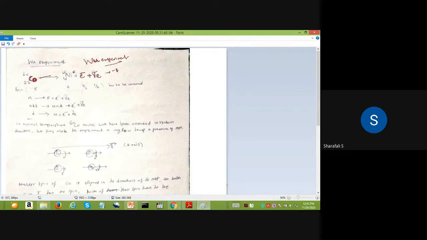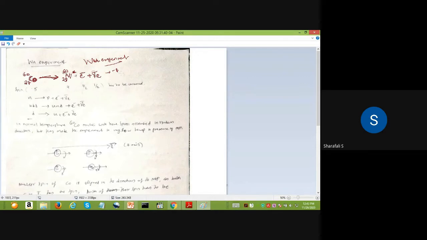So this cobalt is decaying into nickel. The nickel will end up in the excited state, and it also has atomic mass 60, and the atomic number is 27 for cobalt. Here it will be Z plus 1, so 28. That is the reaction.